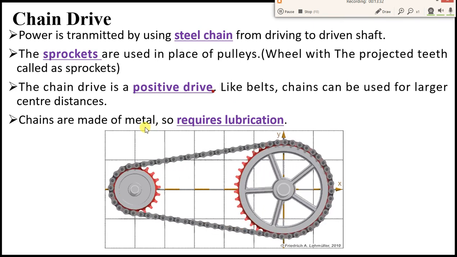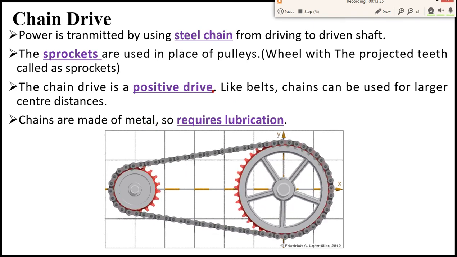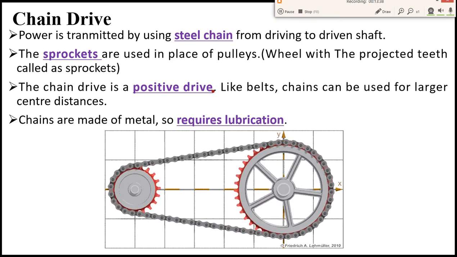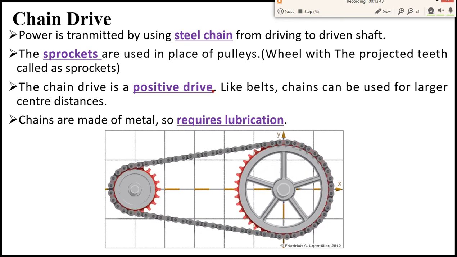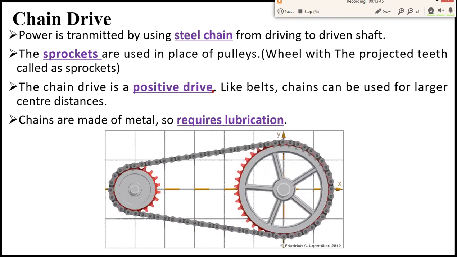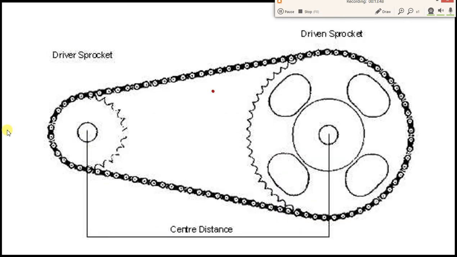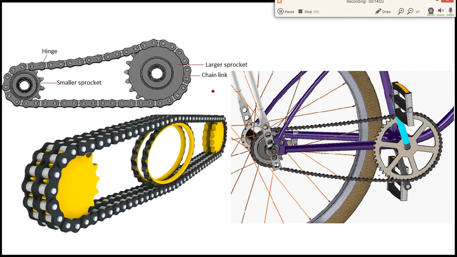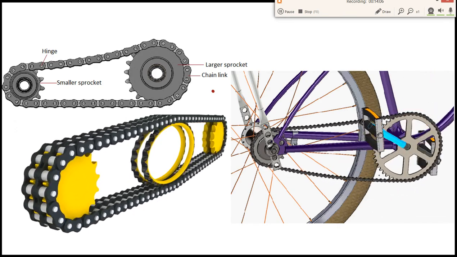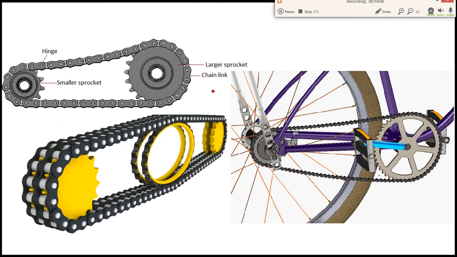As steel chains are used, for effective working of the steel chain, the metal chain, it requires lubrication. So lubrication is a must in the chain drive. Here you can see this is the driven sprocket, the driving sprocket, and this is the center distance between two sprockets, and steel chains are used. These animations you already know, in cycles the chain drive is used.